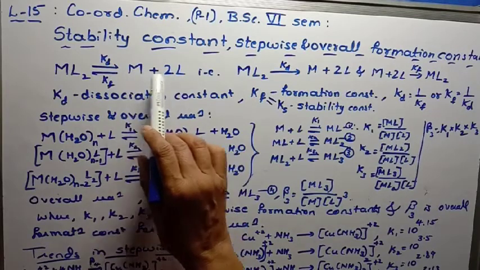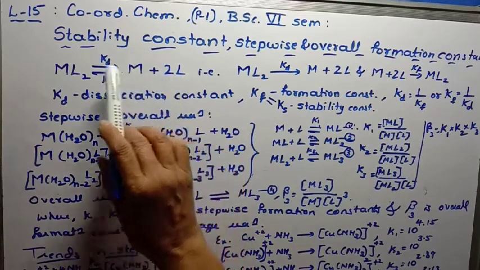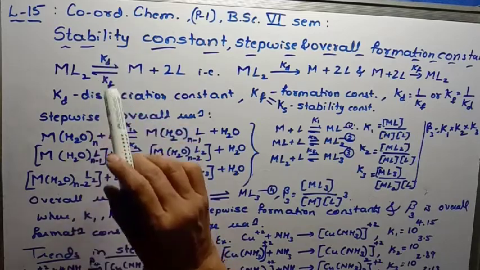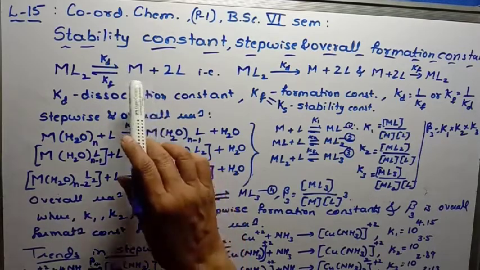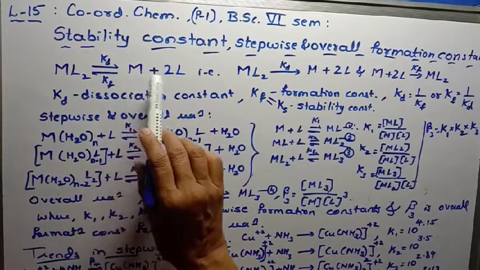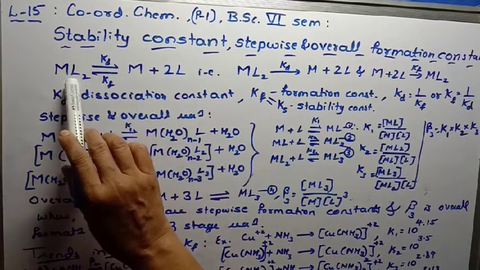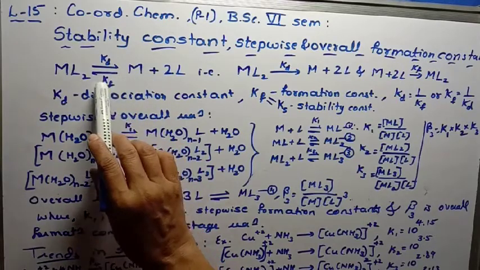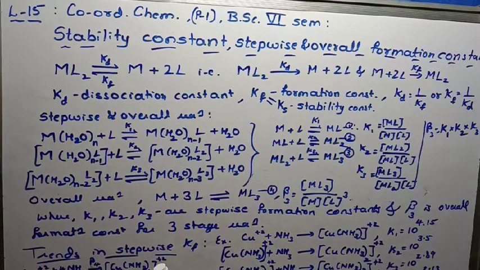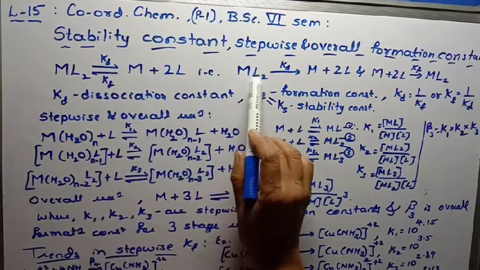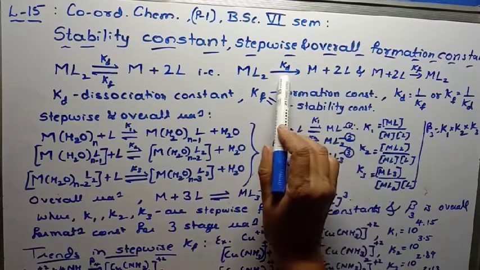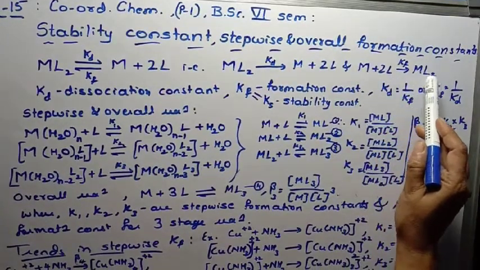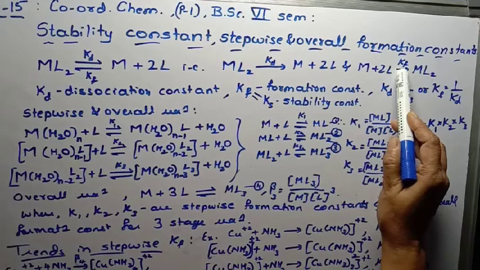M stands for metal ion and L stands for ligand. The forward reaction is the dissociation reaction, and Kd stands for the dissociation constant. The backward reaction, where M combines with two ligands and forms ML2, is the formation reaction, and its equilibrium constant is the formation constant, Kf.